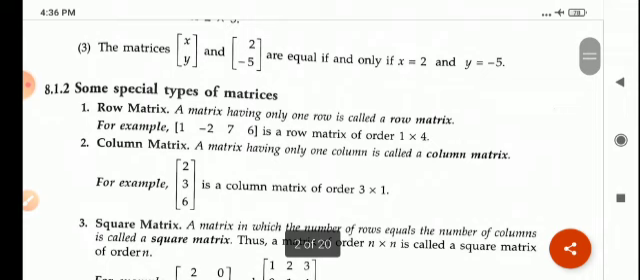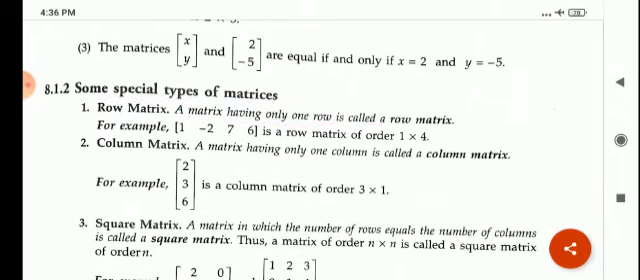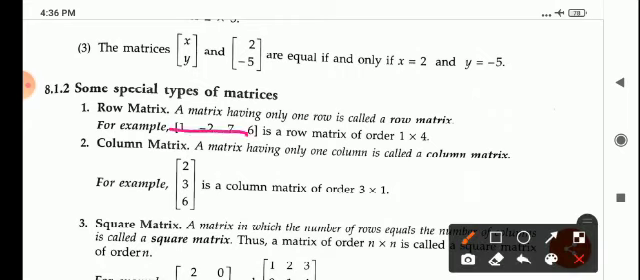Children, now I will discuss some special types of matrices. Number 1, row matrix. A matrix having only one row is called a row matrix. For example, 1, minus 2, 7, 6 is a row matrix of order 1 into 4. It is a row matrix, and the order is 1 into 4.